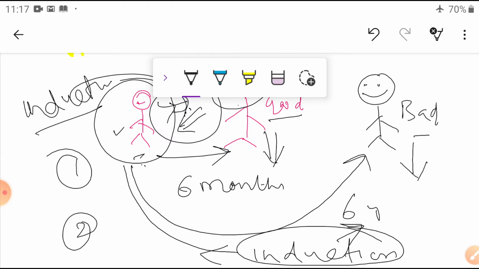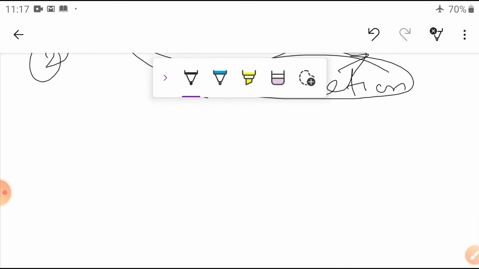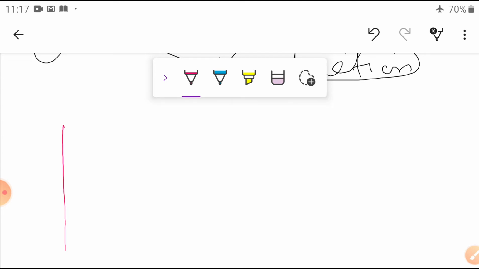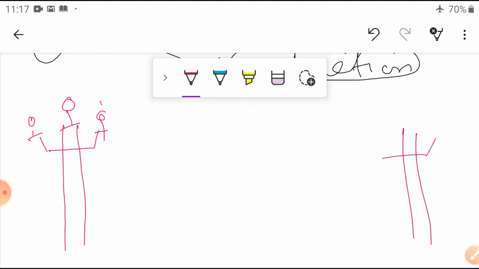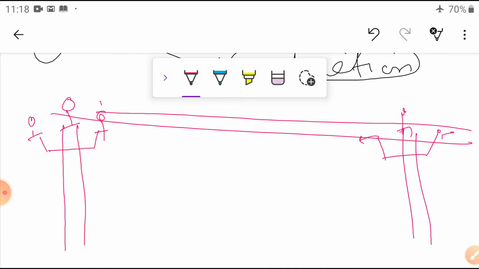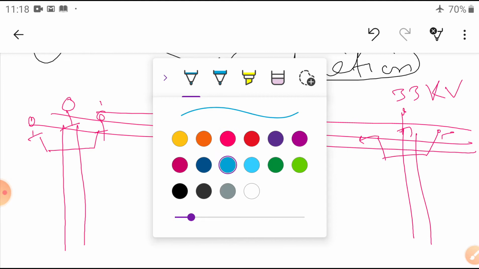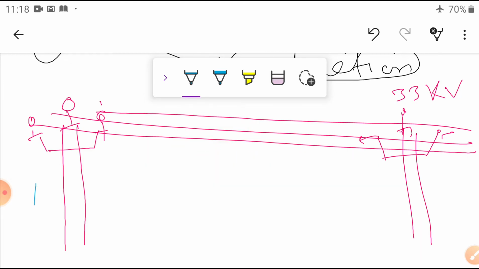For example, you take one electrical thing and another electrical thing. For example, there is a 33 kV line, a 33 kV HT line flowing here. Now, another line is also under this one, the 11 kV line or 400 volts. So this is a 400 volts line.